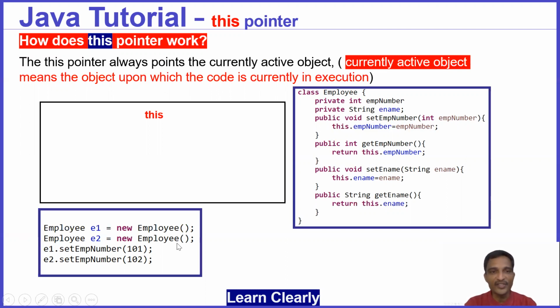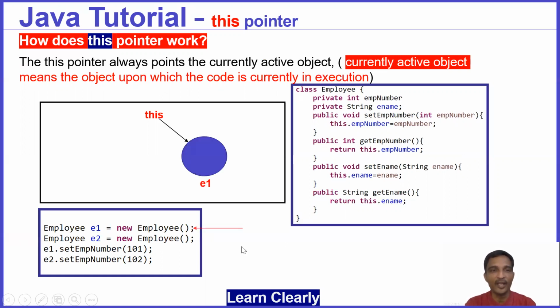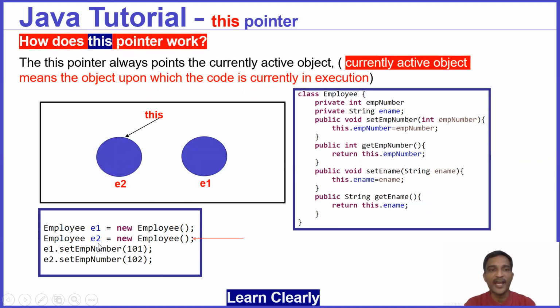So to understand this statement, let's say JVM started the execution of this code with the first statement, object E1. When JVM executes this statement, until the time this statement is in execution mode by JVM, object E1 is called the currently active object, and therefore THIS points to the object E1. When JVM finishes the execution of this statement and moves to the next statement, what happens is object E2 becomes the active object and THIS switches to E2.